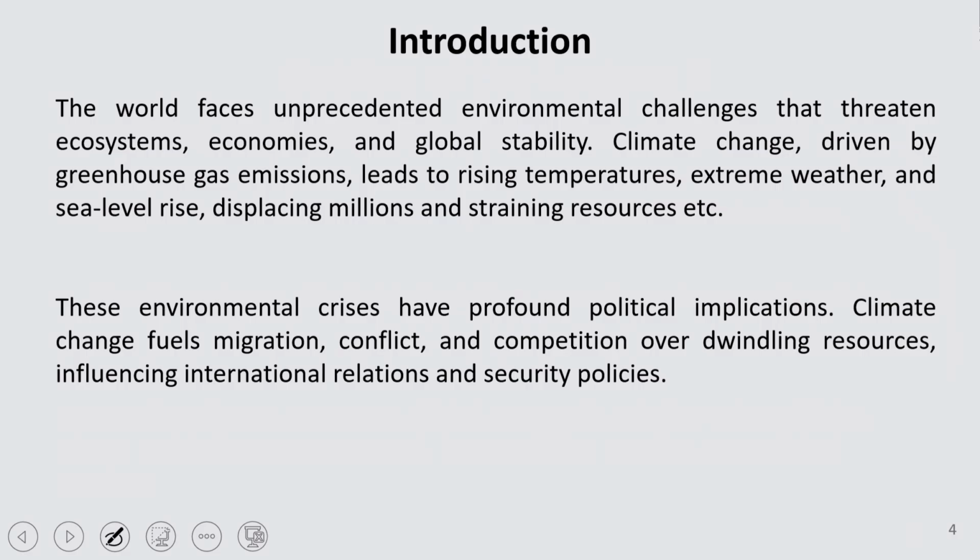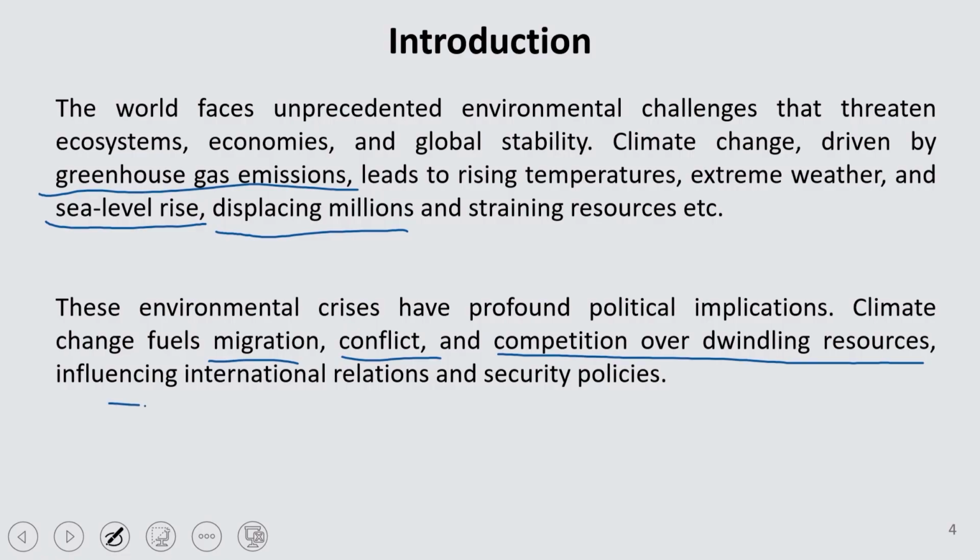So here we can see that the world faces unprecedented environmental challenges that threaten ecosystems, economies, and global stability as well. Climate change, which is basically driven by greenhouse gas emissions, leads to rising temperatures, extreme weather conditions, and rising sea levels, which may further displace millions of people and strain resources. These environmental crises have profound political implications, and climate change fuels migration, conflict, and competition over dwindling resources, influencing international relations and security policies.